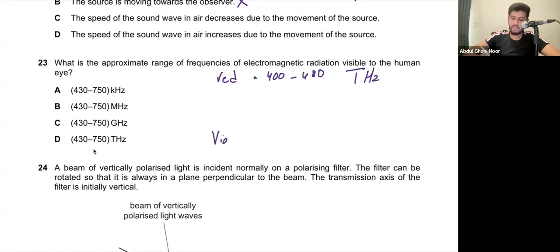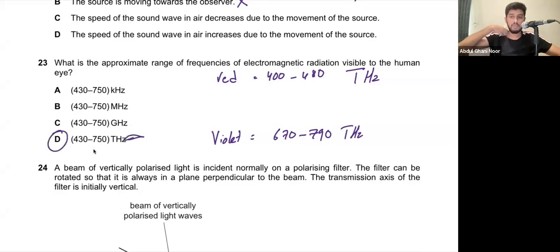Violet, which is on the other end of the spectrum, has a frequency of 670 to 790 terahertz. Okay, it's not megahertz, it's terahertz. So which one is the correct one? Obviously 430 to 750 terahertz. Tera is yes, Mustansir.